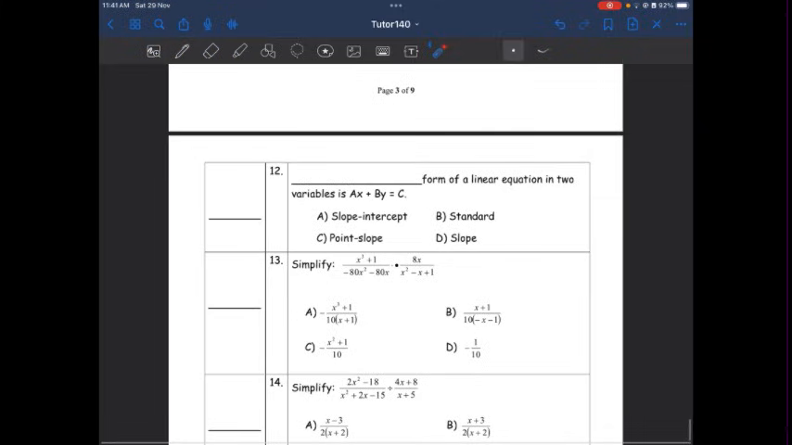Okay, so blank form of a linear equation in two variables is ax plus by equals c. That is the standard form.